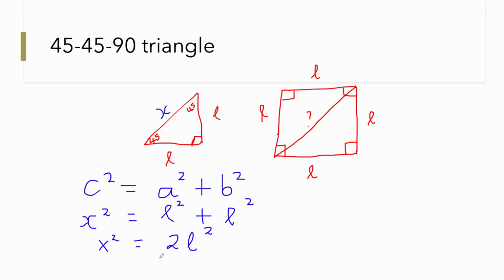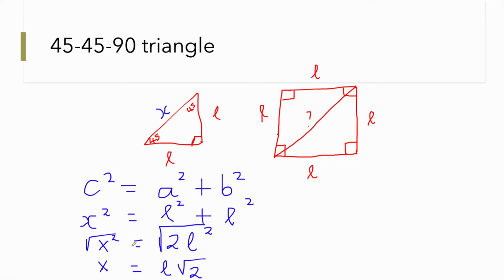So we want the value of X. We will square root both sides. This will give us X is equal to L, because the square root of L squared is L, and then root 2, right? So this is how we found the hypotenuse of this special triangle.